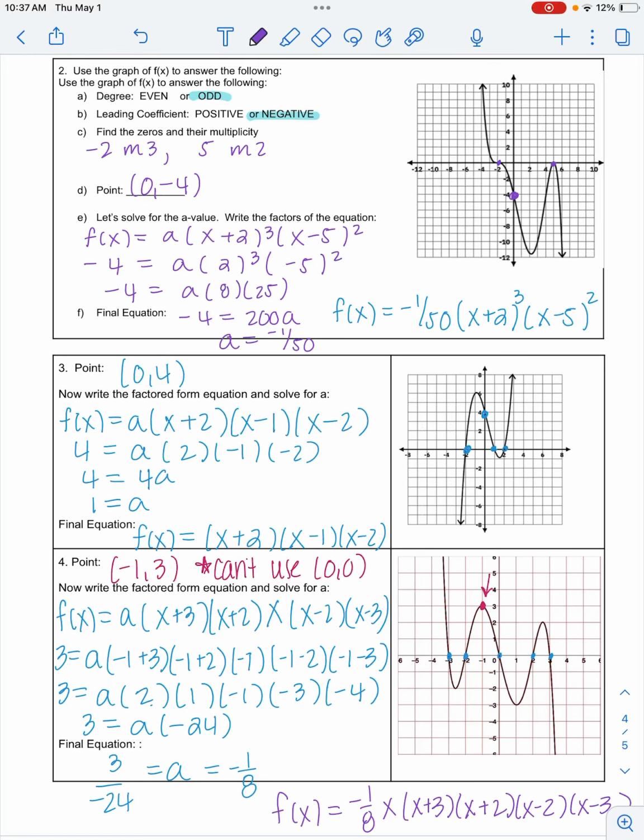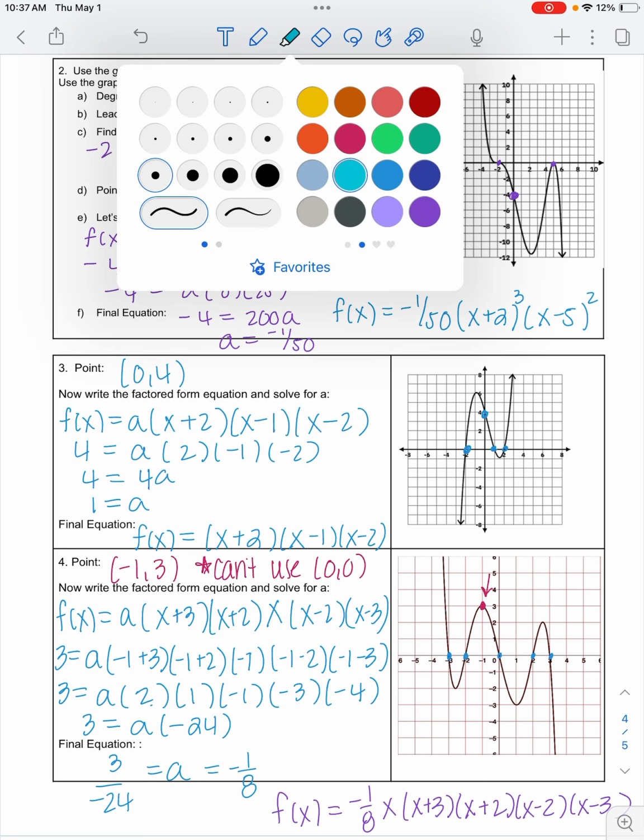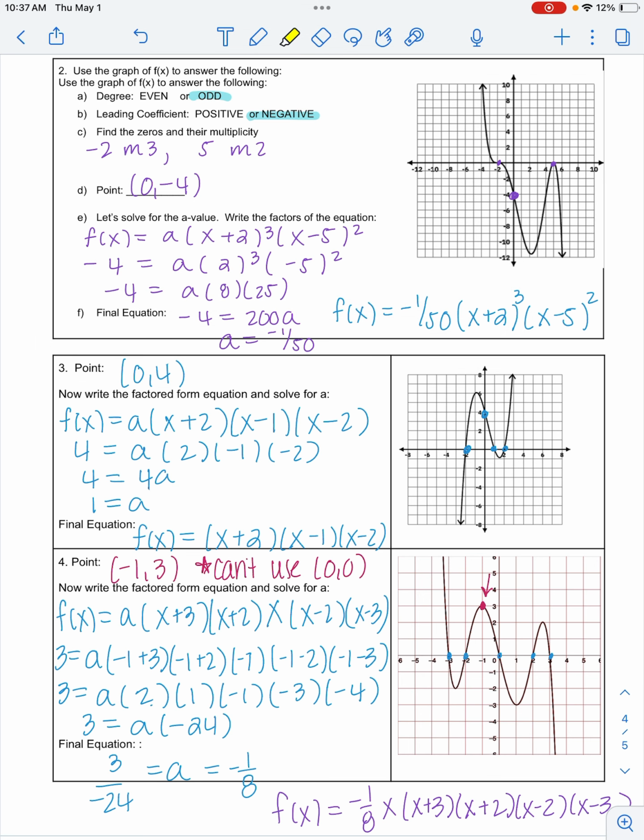So taking a look at these answers, 2 and 3 are very similar to the one I went through, but number 4 was a little bit different. If you tried to use (0, 0) as your point, you may have noticed that one of your zeros is actually 0, because your y-intercept is also one of your zeros. That would have made this x right here a 0. And then this entire thing, if you multiplied all of these factors by 0, it would have just ended up being 0, and your a would have disappeared.